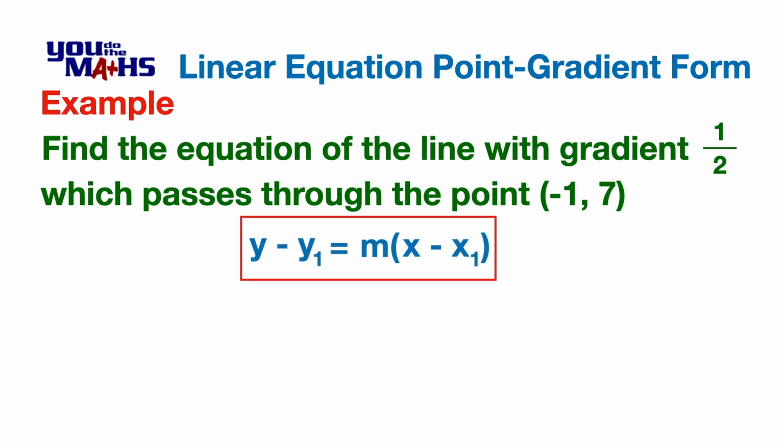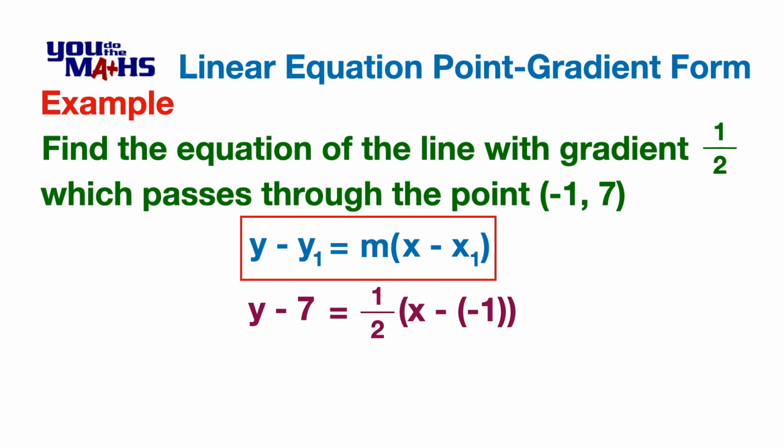So let's look at our point gradient form as we saw beforehand. We've got y minus y1. Now that becomes y minus 7 because that's our y value. On the right hand side, we have a gradient of a half, and in the bracket we have x minus negative 1.